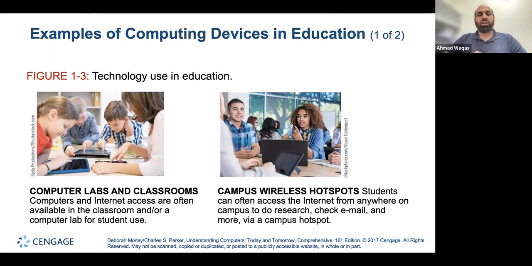You can see on the left-hand side, computer labs and classrooms. Computer and internet access are often available in the classroom and/or computer lab for student use. And you can see the wireless hotspots are available nearly at every location now in the schools and universities. The students can use them anywhere on the campus for research, checking email, and many more.